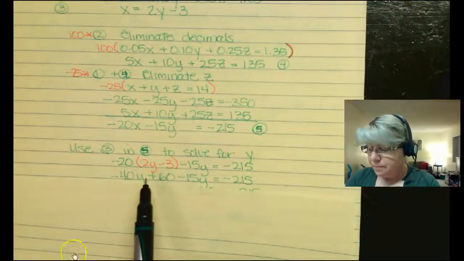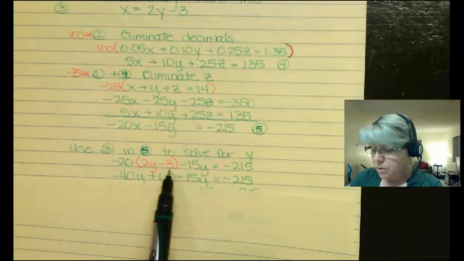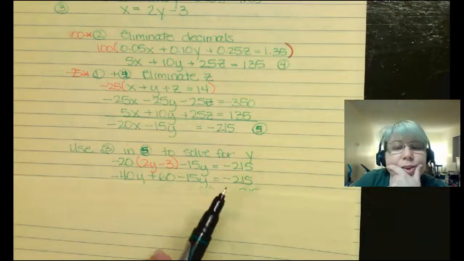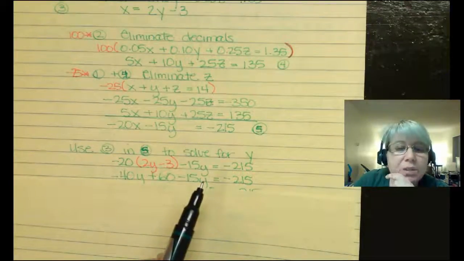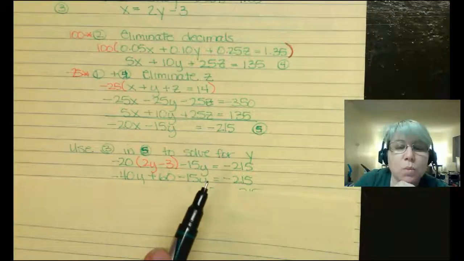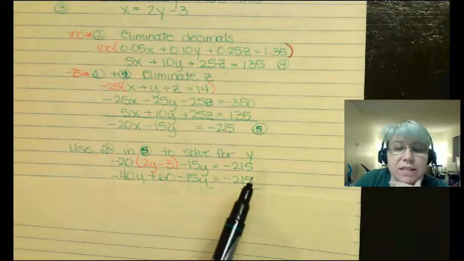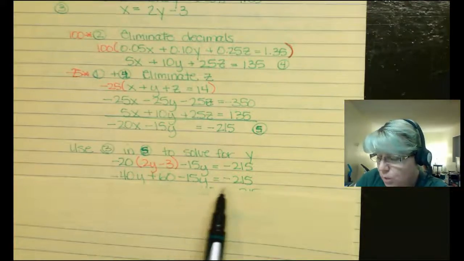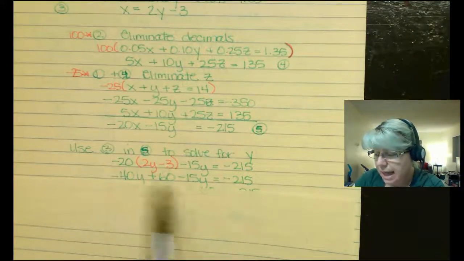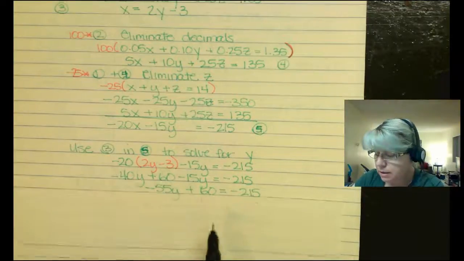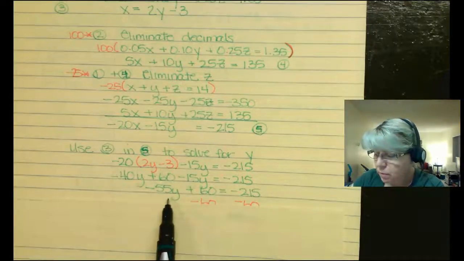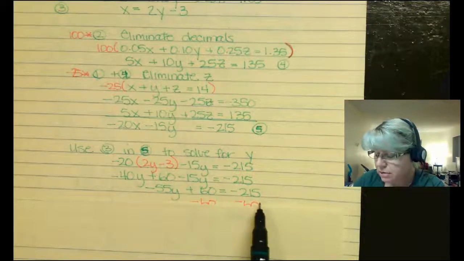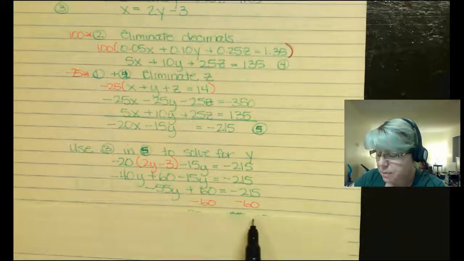Negative 20 times 2y minus 3 minus 15y equals negative 215. That gives me negative 40y plus 60 minus 15y equals negative 215. Add like terms on the left-hand side. Negative 55y plus 60 equals negative 215. Subtract 60 from both sides.